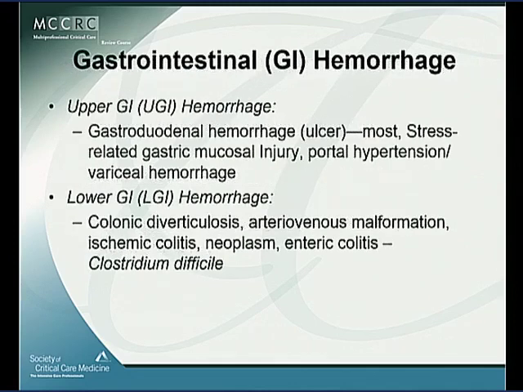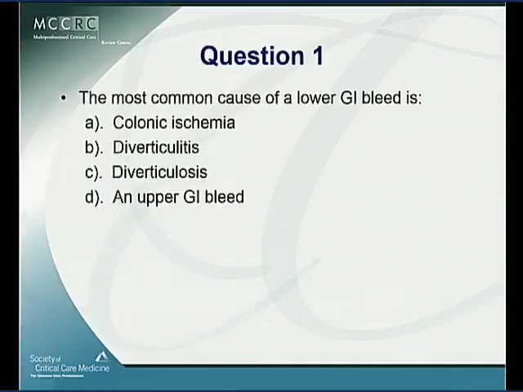The vast majority of upper GI hemorrhage in ICU patients is due to ulcers. Certainly stress-related mucosal injury can occur as well. That has decreased markedly since the introduction of both the H2 receptor antagonists and the PPIs. And I'll have a few comments as well on portal hypertension and variceal hemorrhage. I know you received excellent lectures on that on day one. And a few comments on the common causes of lower GI hemorrhage: diverticulosis, AVMs, ischemic colitis, neoplasm, and whatever form of enteric colitis.